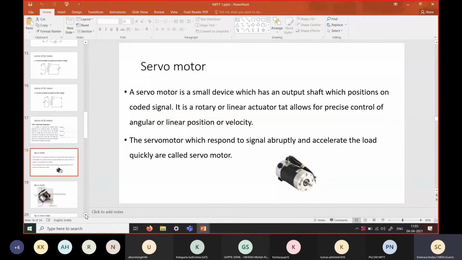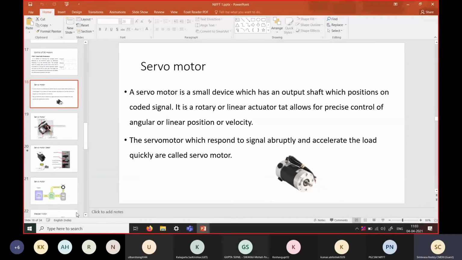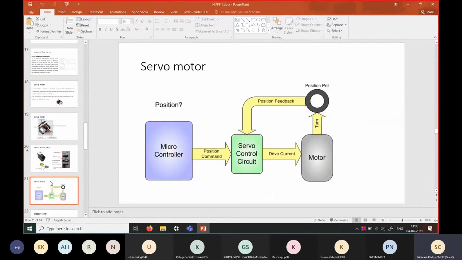I'll go to the block diagram to show you what a servo motor actually is. Here we can see that there is a microcontroller to send the command, and three blocks: servo control unit, motor, and position part. These three together in a single package are called a servo motor. So along with the motor there are two additional elements, that is the position part and the servo controller unit.